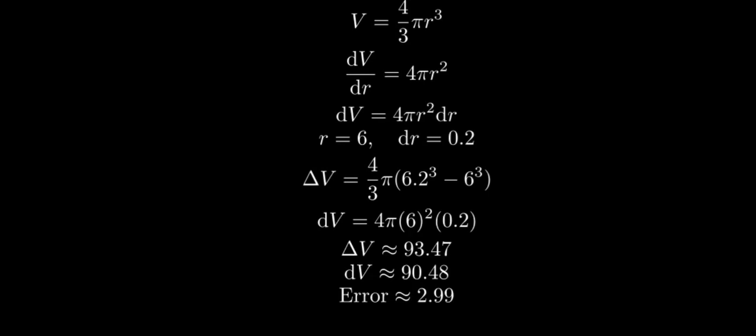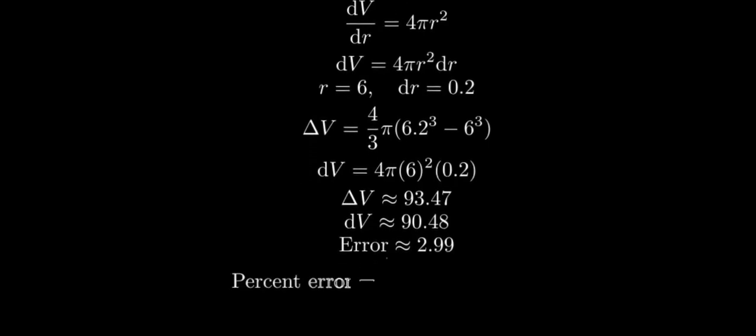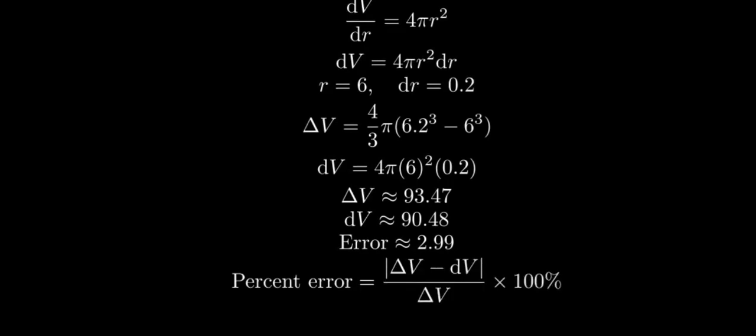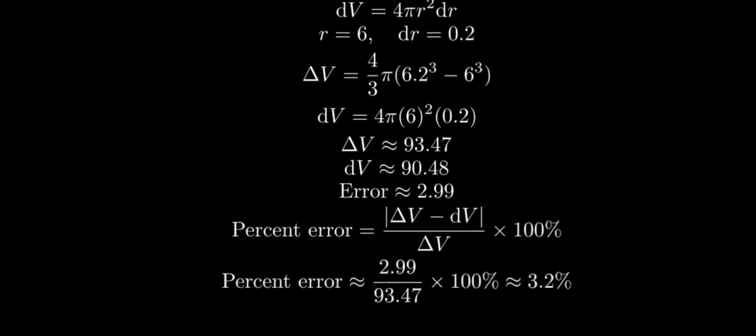Finally, compute the percentage error. We take the absolute difference between delta V and dV, divide by delta V, and multiply by 100%. That gives approximately 3.2% error.